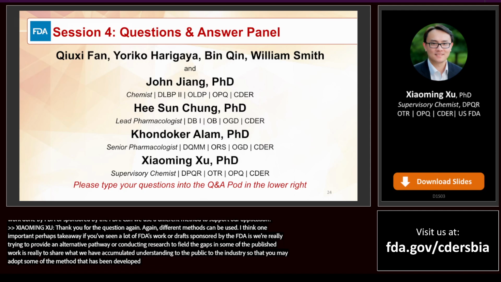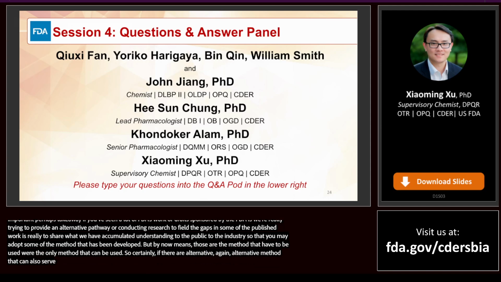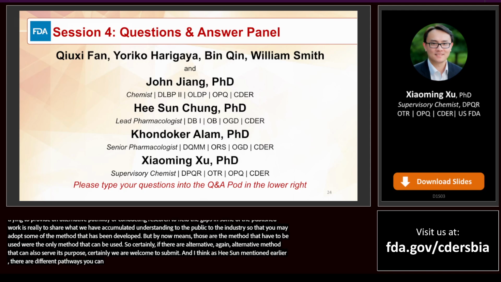But by no means are those the methods that have to be used or the only methods that can be used. So certainly, if there are alternative methods that can also serve the purpose, we welcome you to submit them. As Hisam mentioned earlier, there are different pathways that you can use to communicate with the agency, through pre-ANDA, through controlled correspondence pathways. All of that can be very helpful.